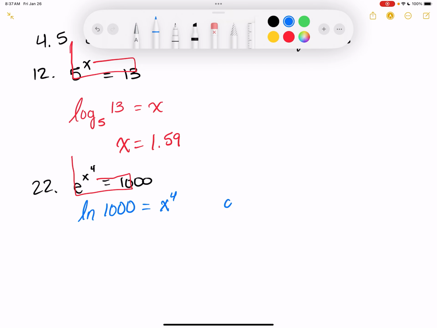So I'm going to write it this way. Or if you forgot that that was the case, you could type it in your calculator that way with the log base thing, and it's going to give you the same answer either way.